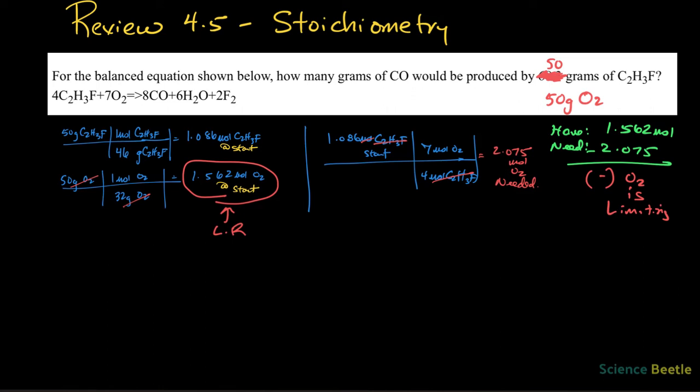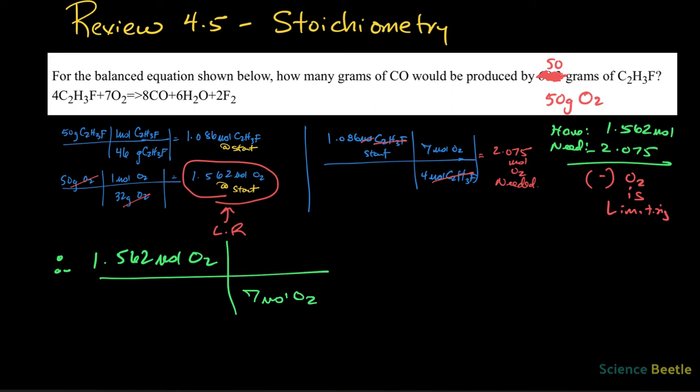And so therefore, we can do the following work. Let's do the work at the bottom. Based on that number, 1.562 moles of O2, we can now figure out how much carbon monoxide is going to be produced. The ratio between the limiting reactant and the carbon monoxide is this: 7 moles of oxygen to 8 moles of carbon monoxide. So that means 7 moles of oxygen for every 8 moles of carbon monoxide that is going to be produced. And we need to take this all the way to grams. And so we know that 1 mole of carbon monoxide is going to have a very specific mass.